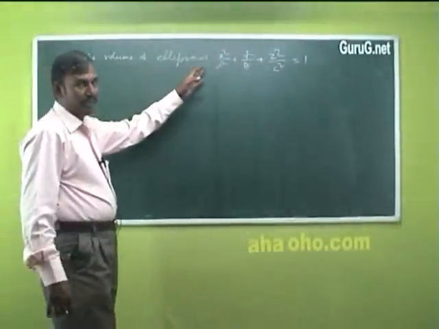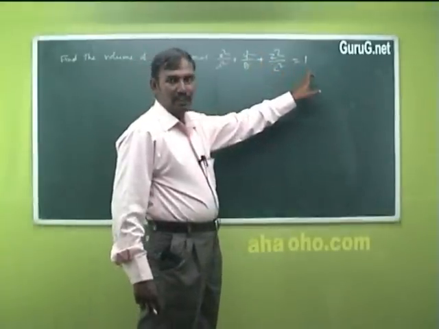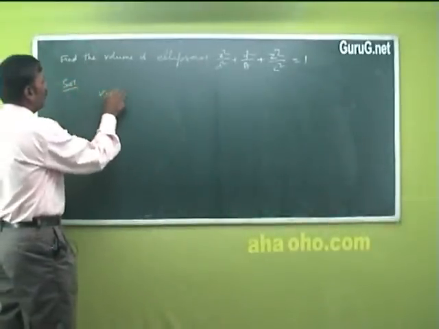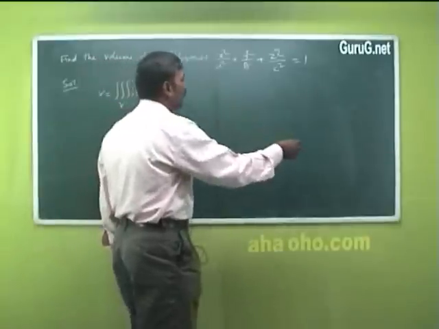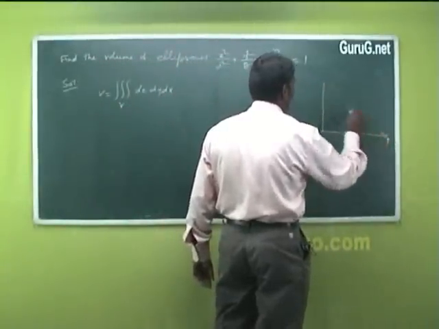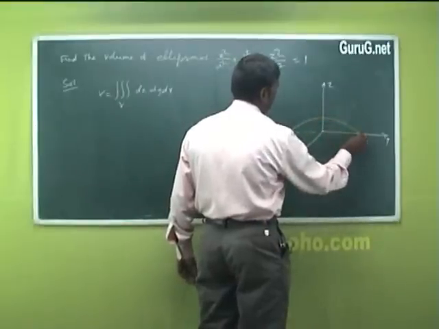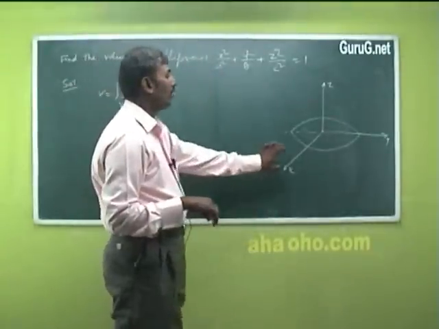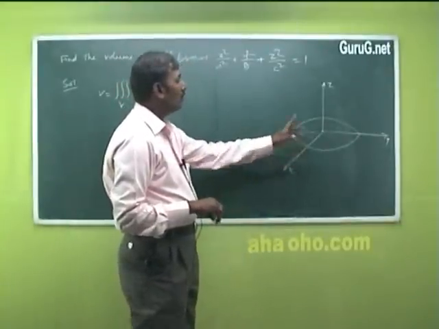Find the volume of the ellipsoid x squared by a squared plus y squared by b squared plus z squared by c squared equal to 1. So what formula do we know? Volume V equal to triple integral over V dz dy dx. So an ellipsoid is inside. So this x axis, this y axis, this z axis. So like this. Imagine, this is a three-dimensional diagram. I have to find out the volume of this. So you have to find out the volume of the first octant, right?